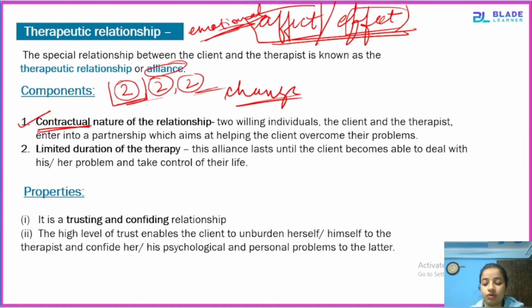So for you to not become dependent on your therapist, that is again a reason why therapists have to be contractual, because therapies can be addicting. So as I said, there has to be a limited duration, because having an end and a start is very important. The properties of therapeutic relationships are that they are trusting and confiding relationships, because they have to be so.